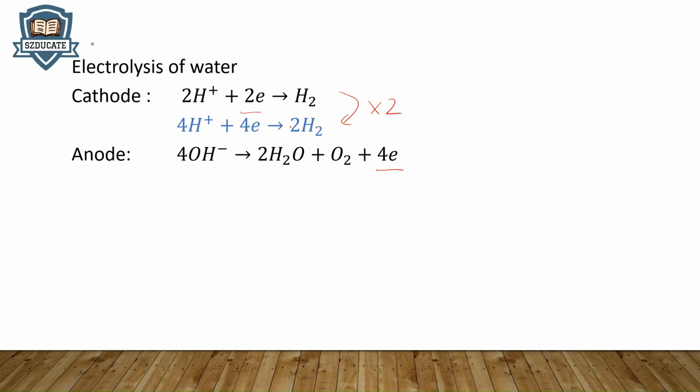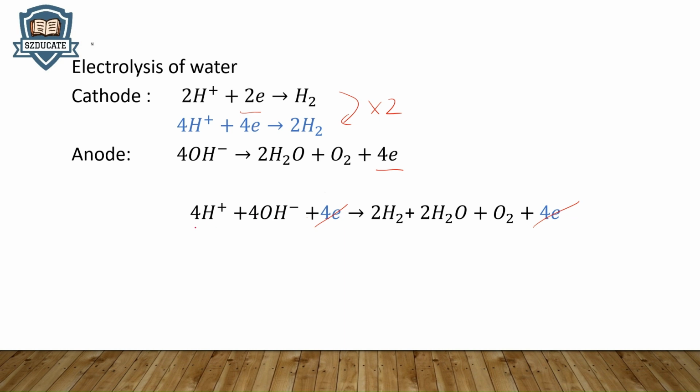Next step, we combine the equation. So that's what I did. See, H+ goes here, 4e- goes here, and then OH- goes here. I think this one is understood by you. Now note that the 4e- on both sides is the same, then we can cross them out. Can take them out.